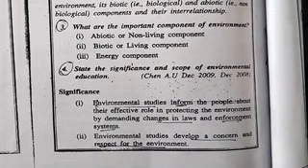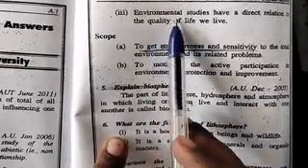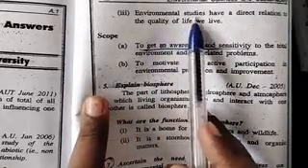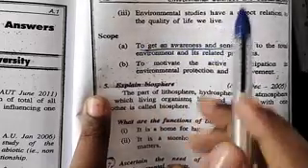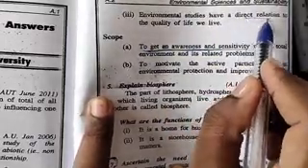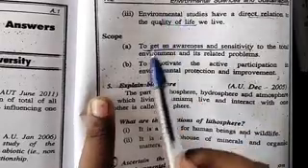Next we are going to see the scope of environment. The third point in significance is that environmental studies have a direct relation to the quality of life we live. So this is the third point in significance.